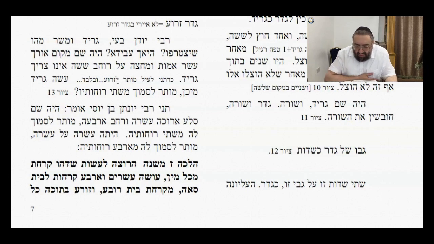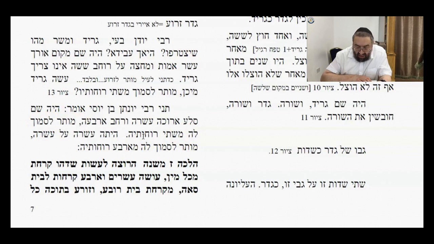Now, also if you have a stone, a rock, 10 tfachim high, 4 tfachim wide, that's the gap between various things that are growing. What about if it's less than 10 tfachim? Tani, Rabbi Yonasan ben Yossi Omer, he said, Hayasham sela aruka asara, barocha rabba, 10 tfachim long, 4 wide, but less than 10 tfachim high. It's allowed to plant different species on the two sides, separated by the length, because it's like 10 tfachim away.